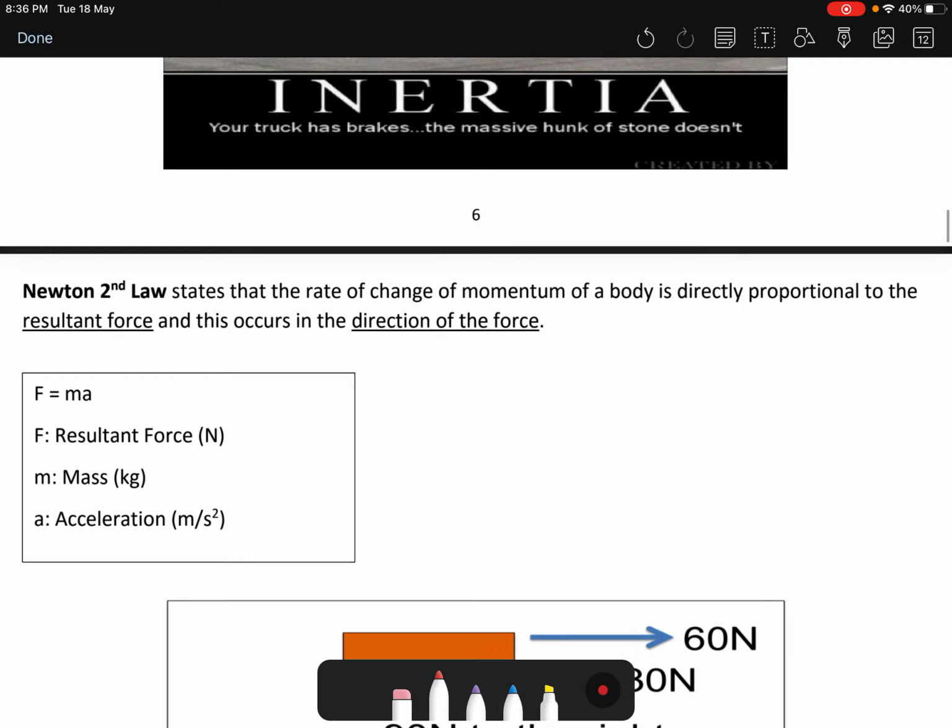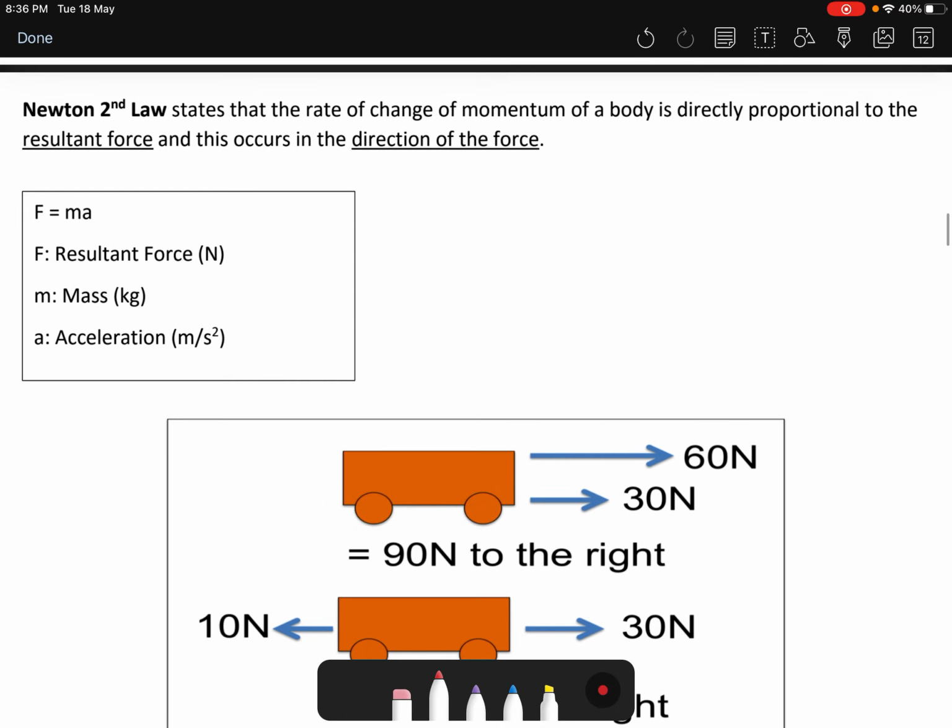So let's go to Newton's second law. Newton's second law is the most important law under the chapter of forces. Newton's second law states that the rate of change of momentum is directly proportional to the resultant force, and this occurs in the direction of the force. Sorry about that, this is not the correct definition for O level, so I will give the correct definition next time.